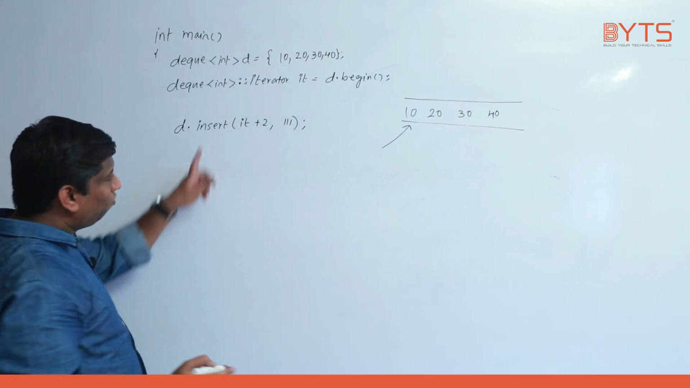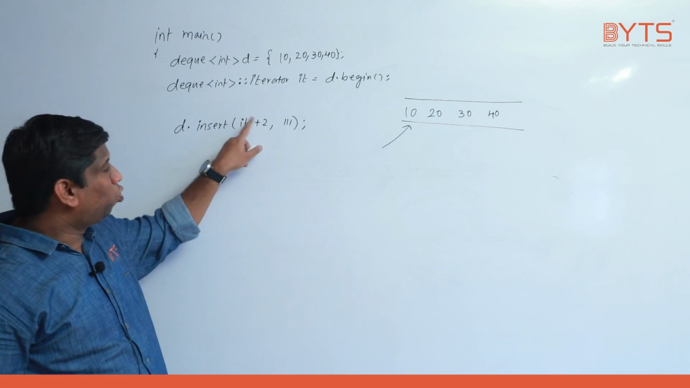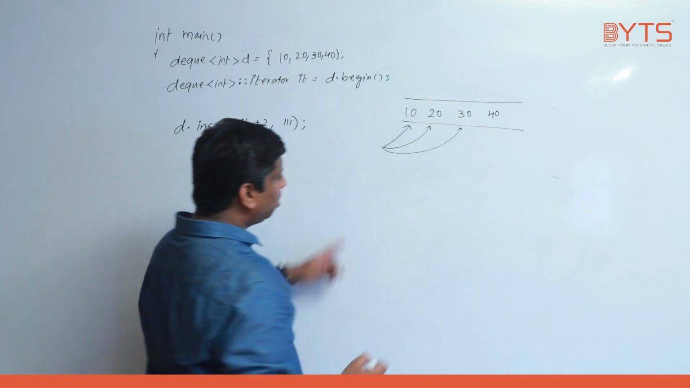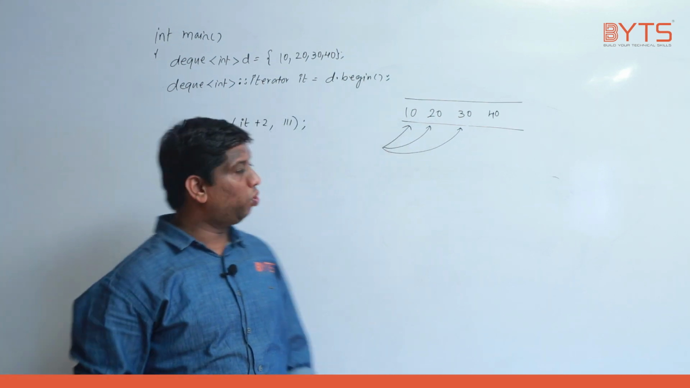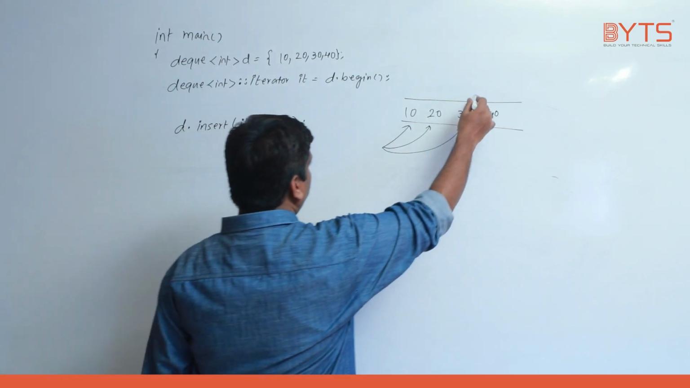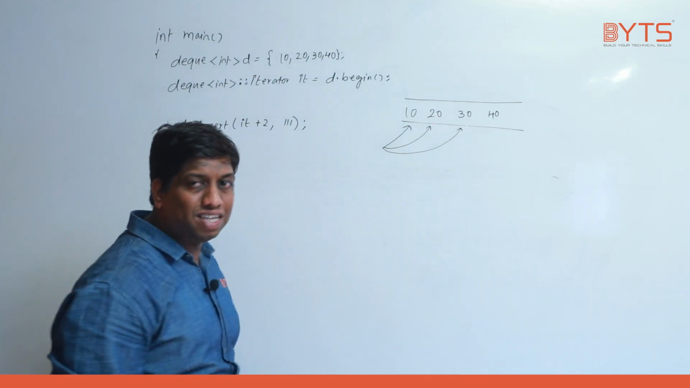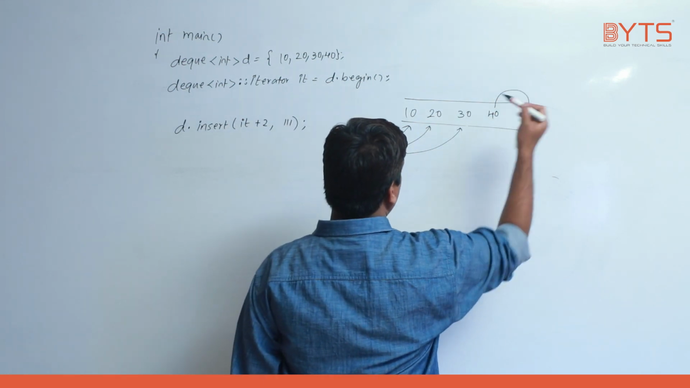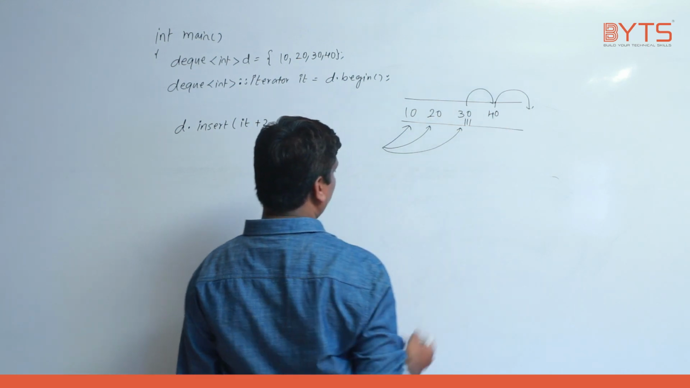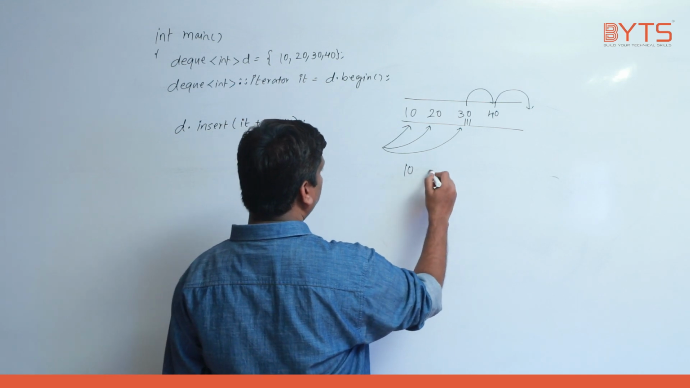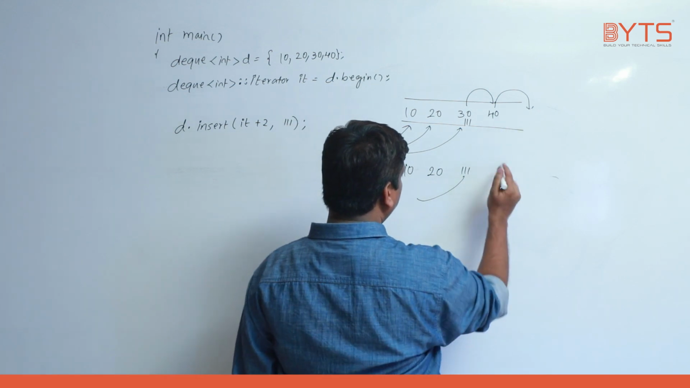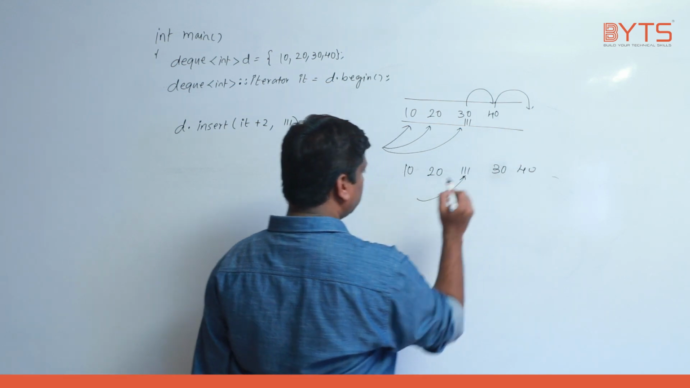What is the meaning of this line? Where it is pointing, it should move to the second location, so it will come here. Now it has moved to the second location, understand? Whenever you write it plus 2, internally it moves to this location. Now I need to insert an element here. Whenever I insert an element, 40 will move to the next location, 30 will move to the next location. So the gap is filled with 111. So what will be the current content? 10, 20, 111, 30 and 40, and the iterator is now pointing here, understand?